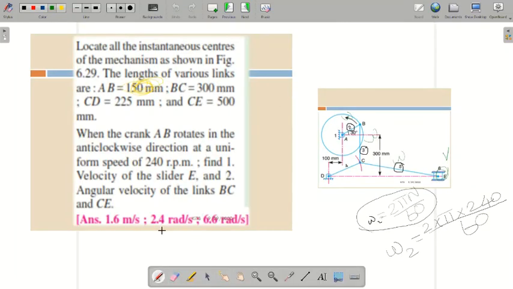So check the answer here. Try to solve this problem on the A3 sheet. Don't solve this problem in the notebook, because in the notebook you can't get it correctly. So take the A3 sheet and solve it.